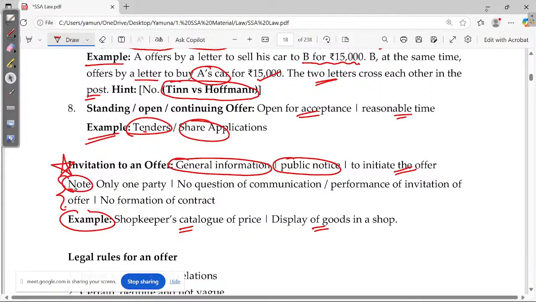But why do we call this not an offer? Because there is only one party. When we talk about proposal, there is going to be another party coming into the role. But when we talk about invitation to an offer, there is only one party. You might have seen in some shops, only the shopkeeper and employees will be there, no customers, right? There will be one party in question. There is no question of communication, no performance of invitation to an offer, no formation of contract, nothing.